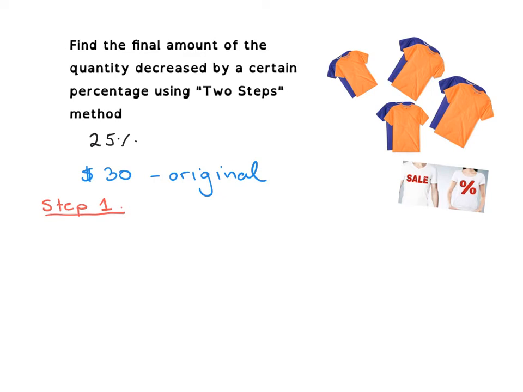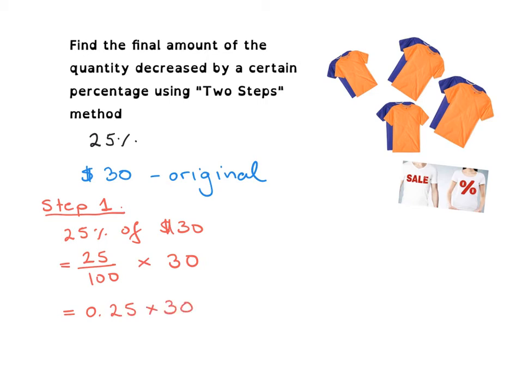So 25% of $30. 25% is the same as 25 out of 100. "Of" in maths is replaced by multiplication. Then we have 30. 25 out of 100 is the same as 0.25 times 30.